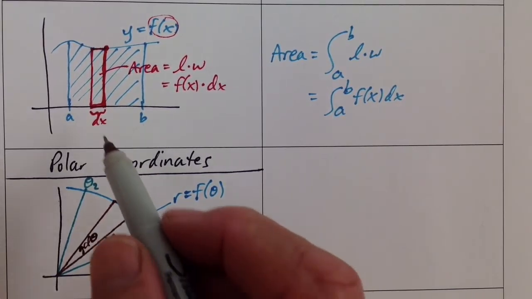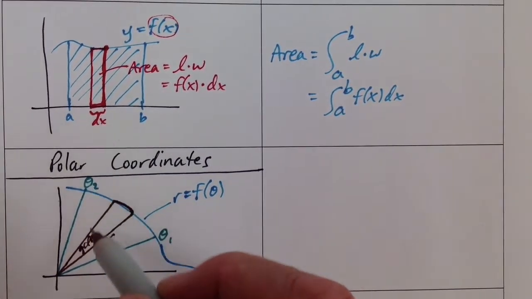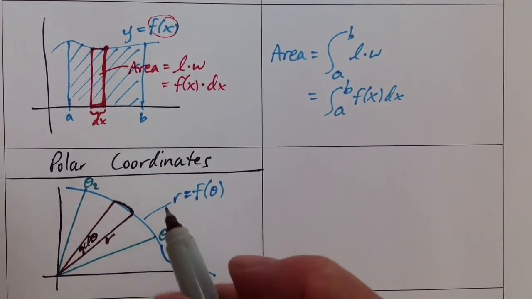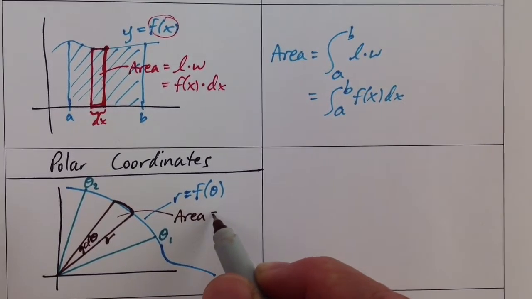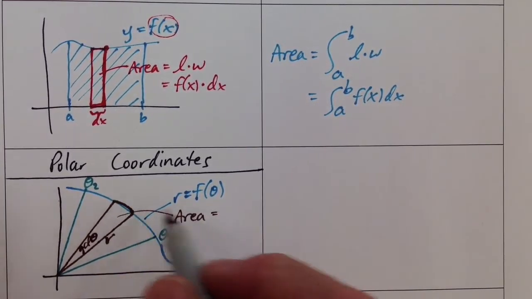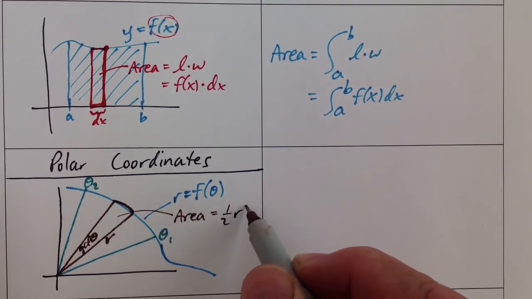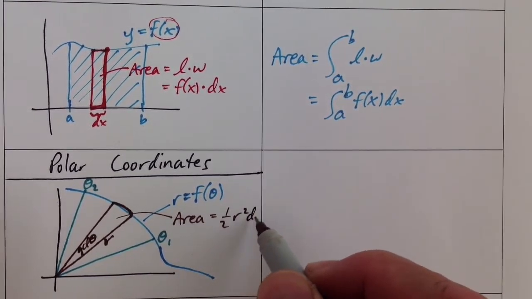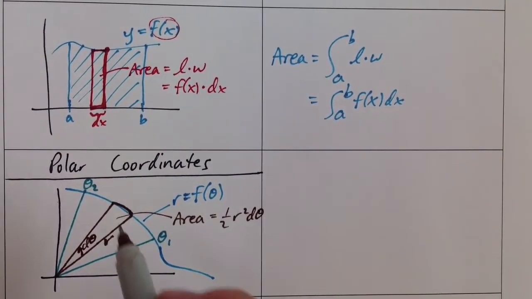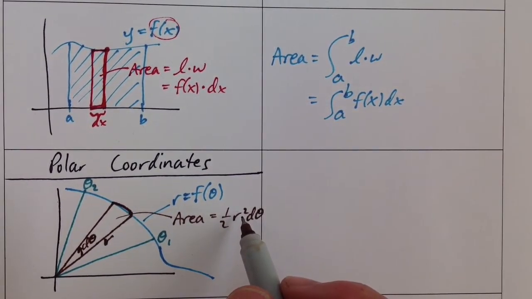Okay, that's analogous to the change in x here, so we have a change in theta. And remember, the area of one sector is 1/2 r squared theta, and the theta though is so small, it's just a change in theta. So the area of one of these little wedges is 1/2 r squared d theta. Okay, so that's the area.